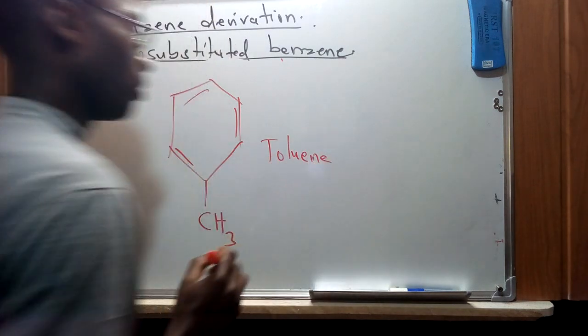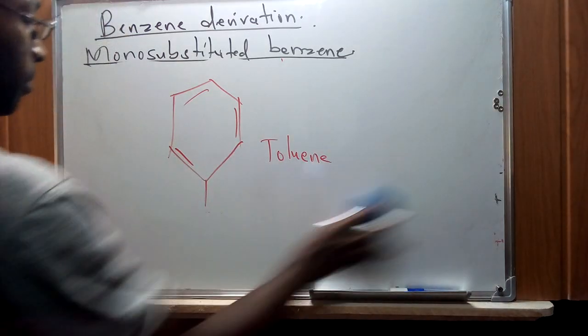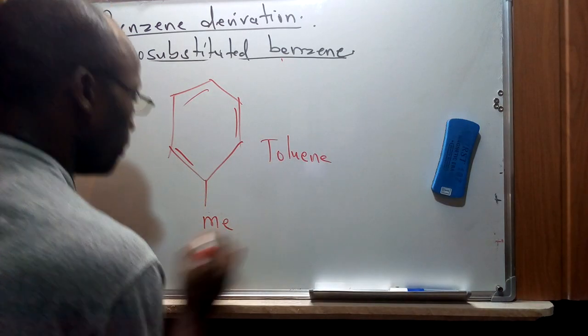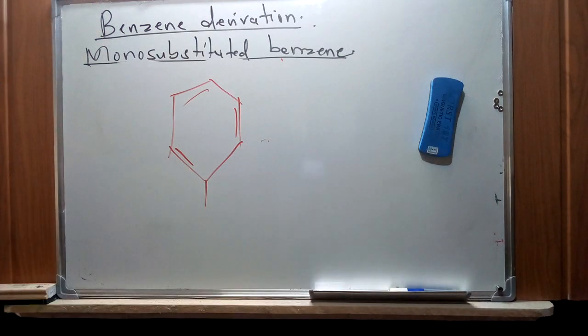So whenever we mention the term toluene, it refers to a benzene molecule that has been substituted at that point using a methyl group. And in some circumstances, of course, it can be represented using Me for methyl. So that one refers to toluene.